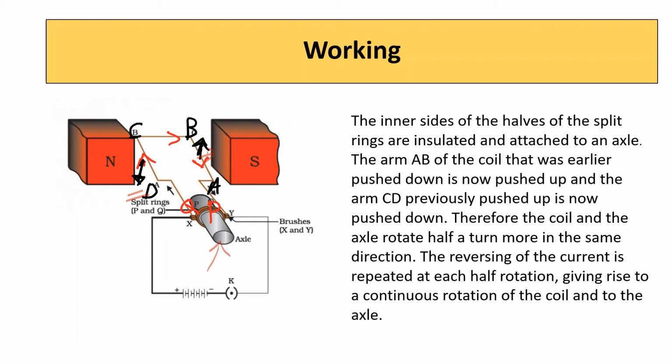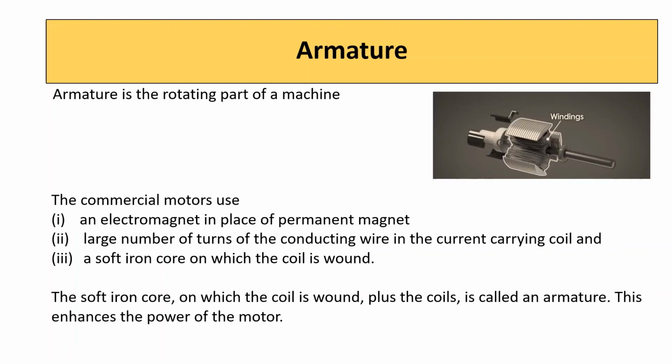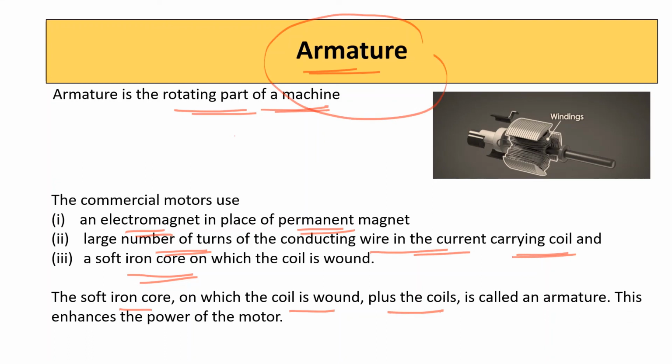We have seen the term armature coil, but when you hear the term armature, you must understand that armature is the rotating part of a machine. For commercial motors, they use an electromagnet in place of a permanent magnet. You know an electromagnet has a large number of turns of conducting wire in the current carrying coil and a soft iron core on which the coil is wound. The soft iron core on which the coil is wound plus the coils, you call this the armature, and this enhances the power of a motor.